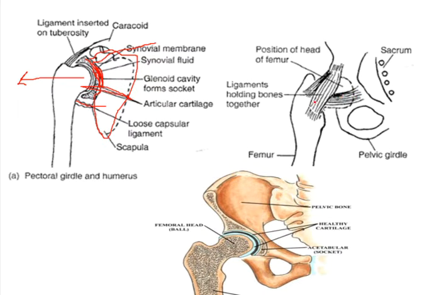We can also look at the pelvic girdle and the femur. We have our femur here. It has formed something like a ball which enters the acetabulum, which is socket-like, to form a ball and socket joint. Then you have the ligaments which hold the two bones together.